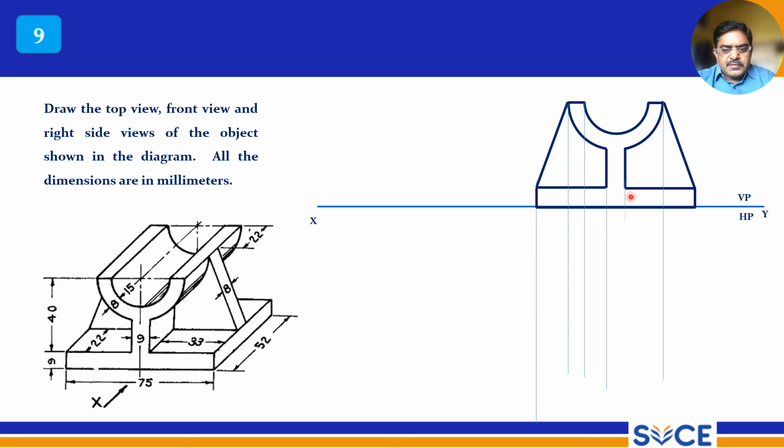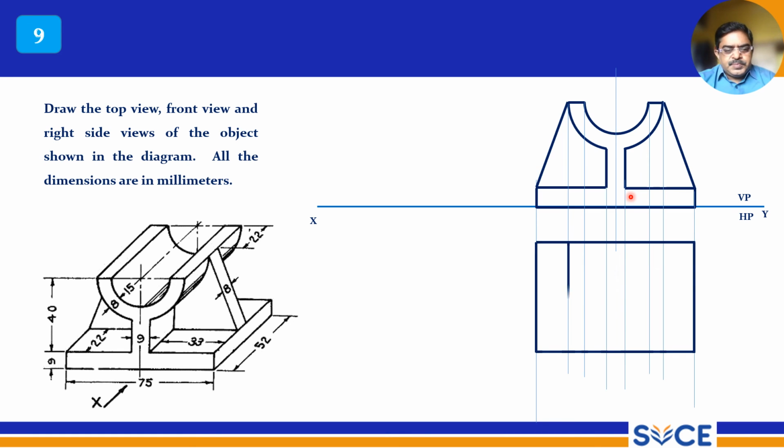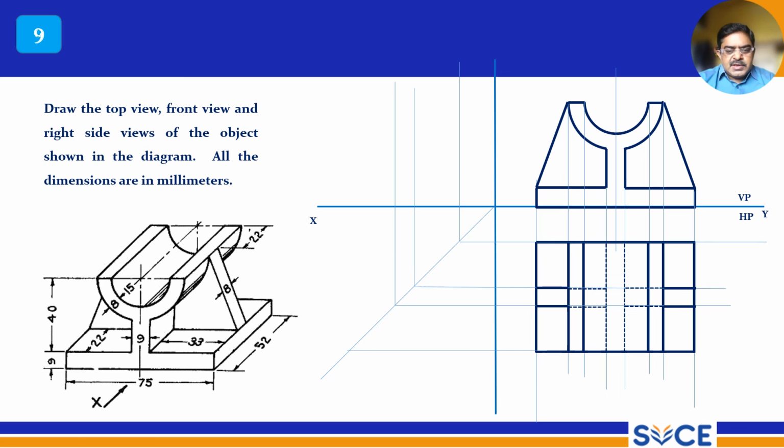Very simple front view. Top view is again a very simple top view. It is a rectangle, right? You have to draw the lines, right? So this rib portion is not visible, so draw invisible edges, right? Invisible edges, right? So this is the top view. You have to fix the visible edges and invisible edges very carefully.